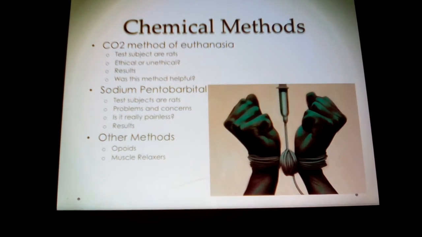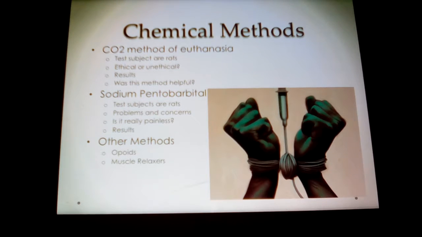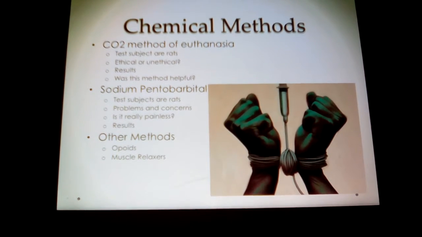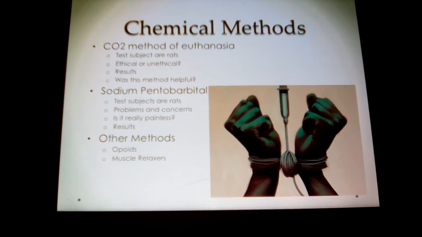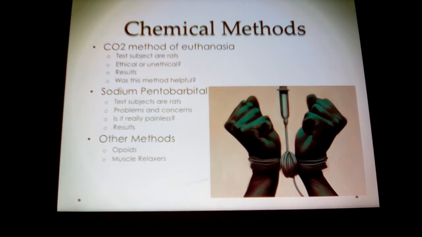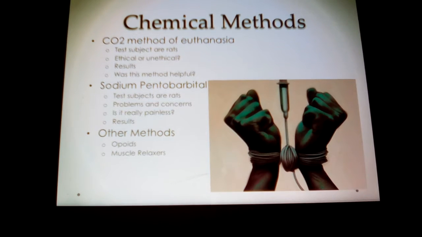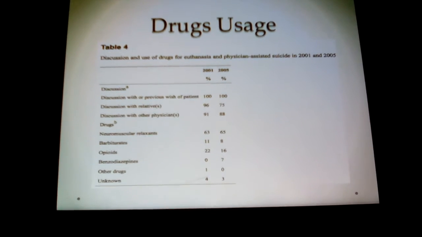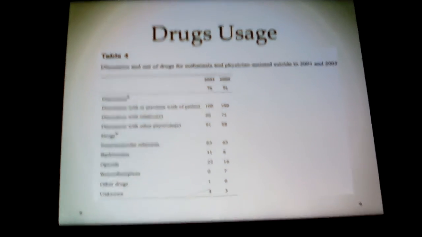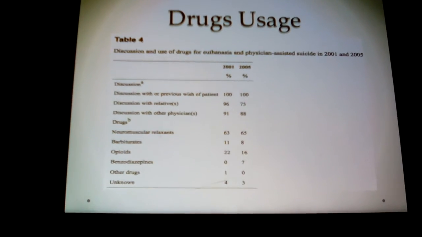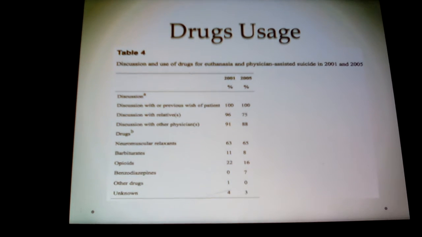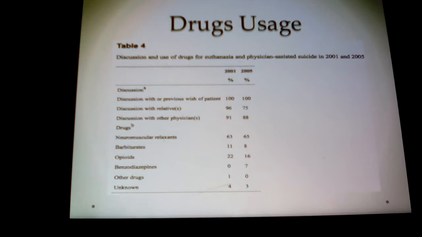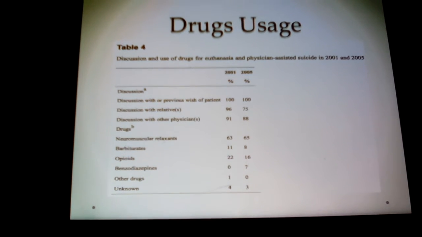The methods that they do use now, and that have been researched in places like the Netherlands, Denmark, and the European area over time, especially in the 1990s, have been opioids and muscle relaxers. I'll further elaborate on this. Here we have a chart on the drug usage in the Netherlands and Denmark, and this is related to physician-assisted suicide in 2001 and 2005.